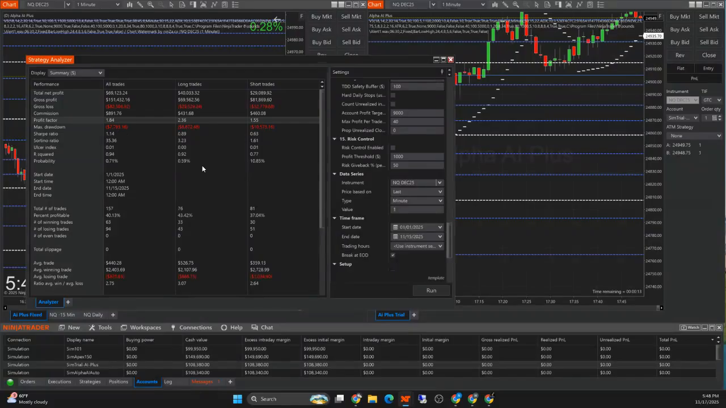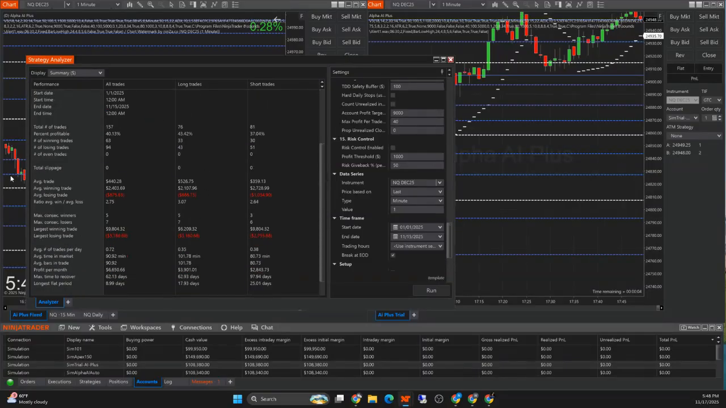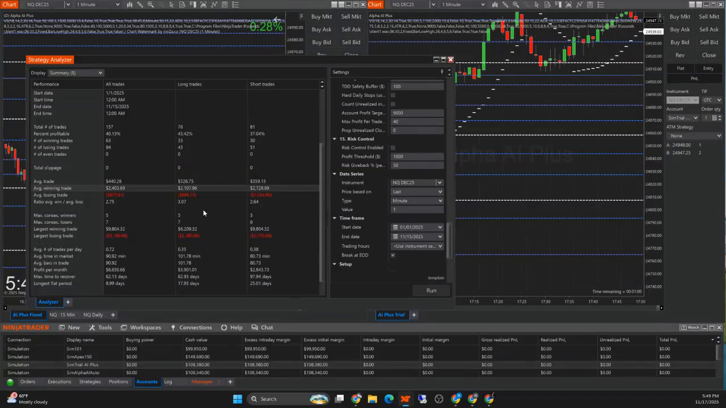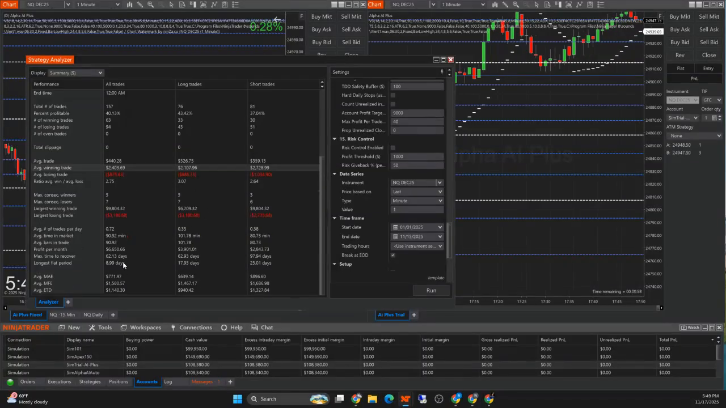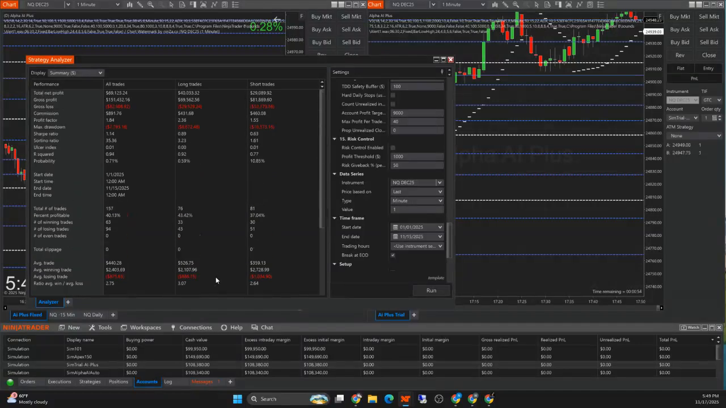That is 1.84 profit factor, which is beautiful. So 69 grand, $7,000 drawdown. And you see the average winning trade is $2,400. It's huge. And average profit per month around $6,000, which is massive. So this template makes you an average $6,000 a month, around every month, trading one E-mini.